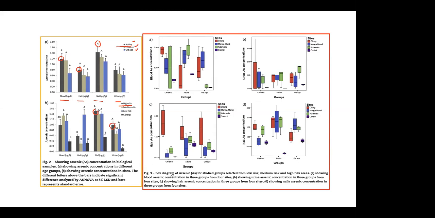So this is a box diagram of arsenic for studied groups selected from low risk, medium risk, and high risk areas. A is the blood arsenic concentration in 3 groups for 4 sites, and B is for the urine, C is for the hair sample, and D is for the nails. You can find here that these are the different sites: the control sites, Kulwawa site, Mega Mafi site, and Chung sites. The box and whisker plots show the significant distribution of arsenic in different samples from different sites.